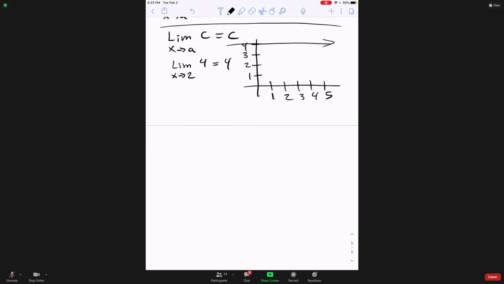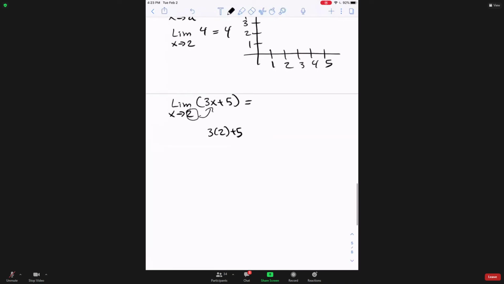For example, the limit as x approaches, let's say, two of 3x plus 5. What is that equal to? We're going to do limits analytically, or algebraically. You take the 2 and plug it in wherever you see an x. So you get 3 times 2 plus 5, which is 6 plus 5, which is 11, and that's it.